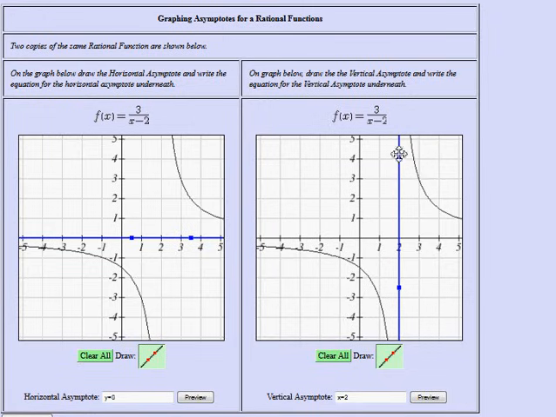So this is a perfect vertical line through 2. What I did there was just pick a point, hold the mouse button down, pick a second point on that vertical line, and let go of the mouse button, and simply let go.